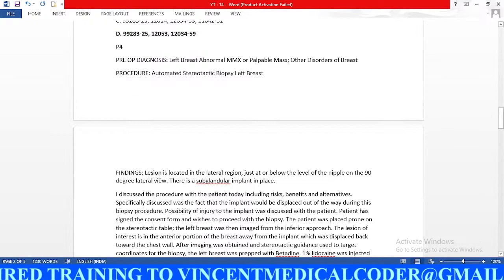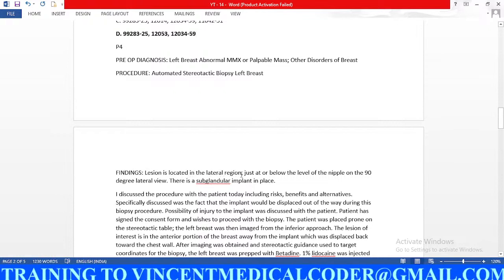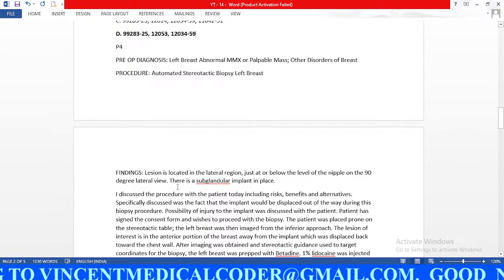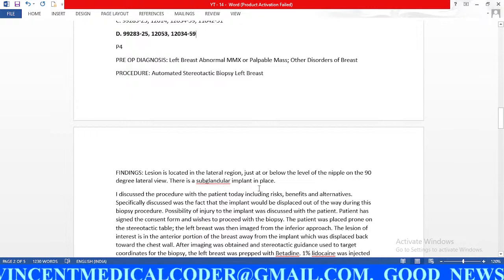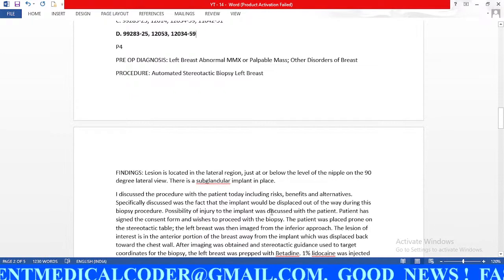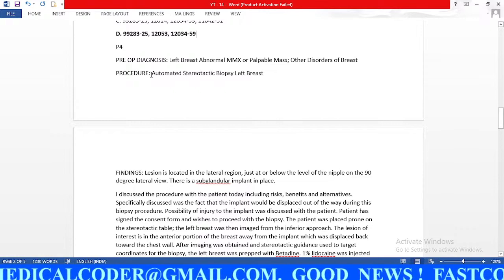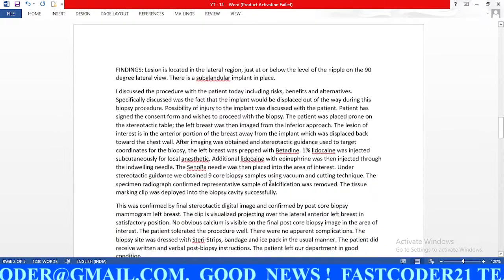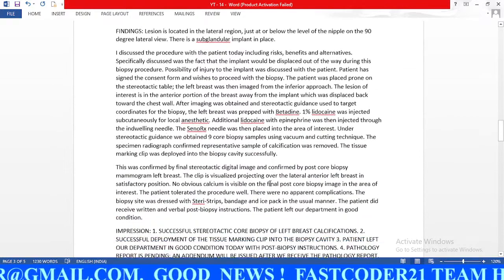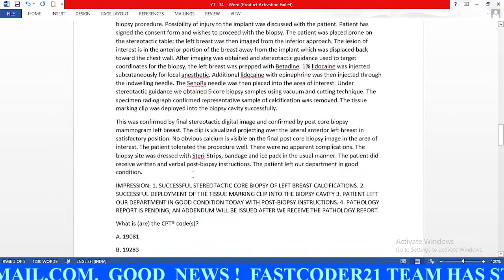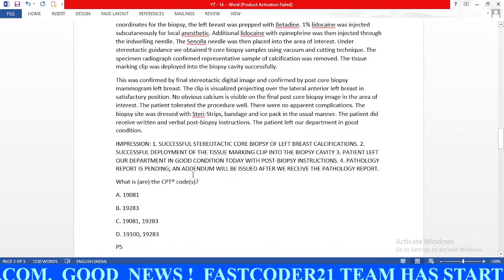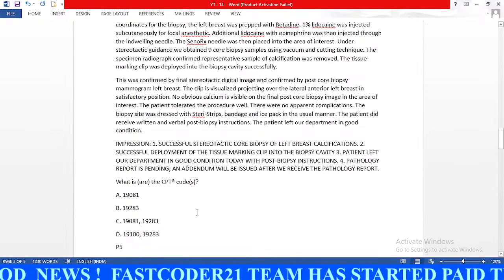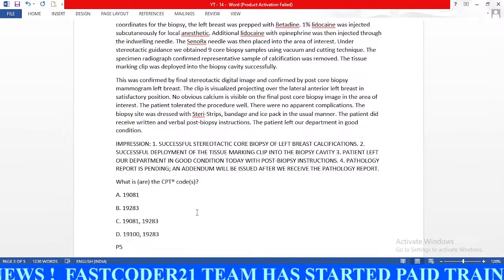So here the lesion is located in the lateral region, just at or below the level of the nipple on the 90 degrees lateral view. There is a subglandular implant in place. Here you need to find the code for automated stereotactic biopsy of the left breast. These are easy only. You need to find the keywords first, then you need to find the answer. So your options are 19081, 19283, 19081, 19100.